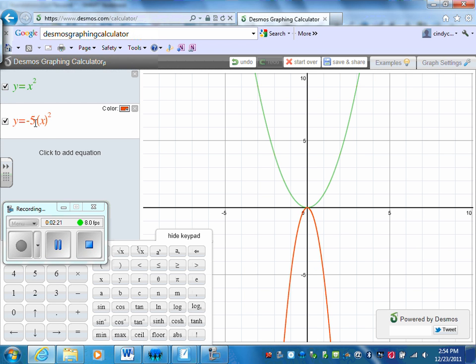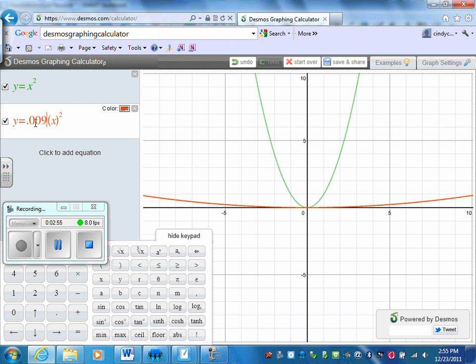If I change it to negative 7, if I change it to negative 9, if I change it to negative 100, what if I do some fractions? Negative 0.5, negative 0.08. What if I do a positive fraction? 0.009. Okay, so how does the number in front of the brackets, in front of the squared term, affect it? How do the parabolas change?